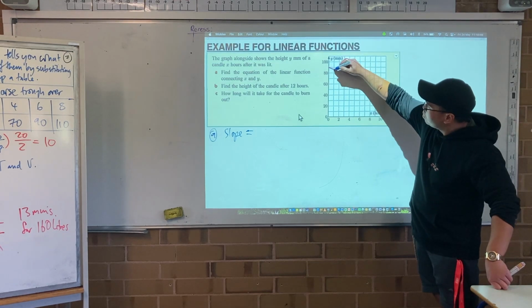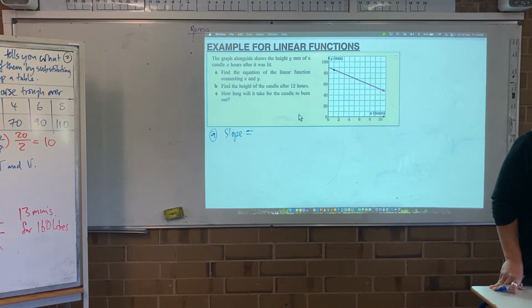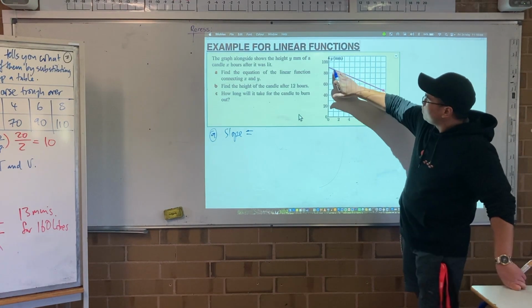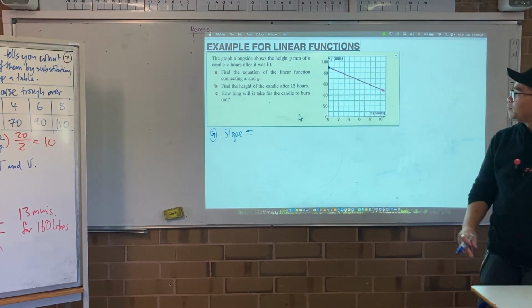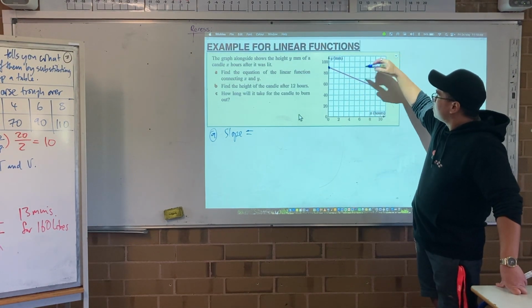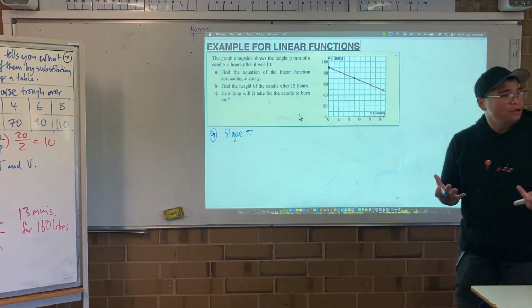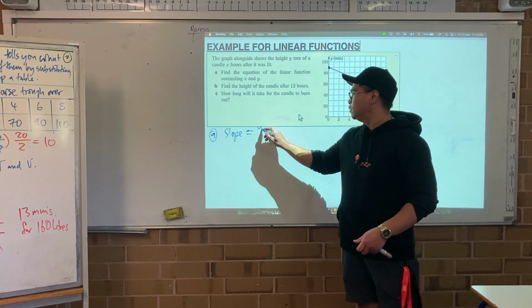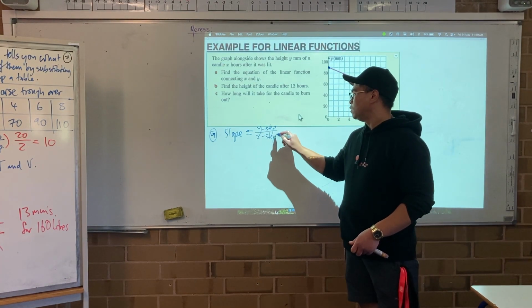Is this a nice point here? Because I don't know where it is, it's not good. Is this a nice point here? Yeah. Is this a nice point? Because it's on the grid. That's how we'll work out the y step and the x step. You count.